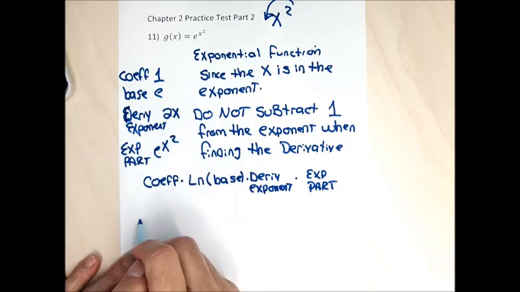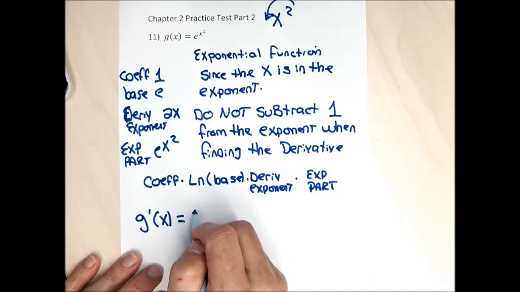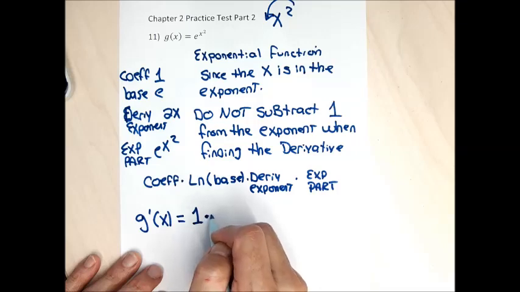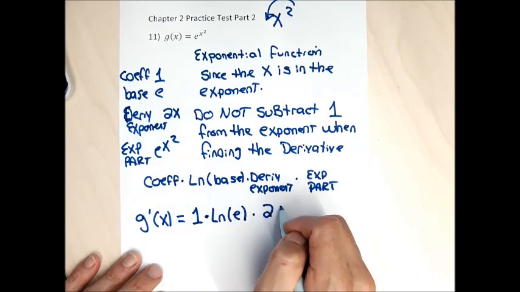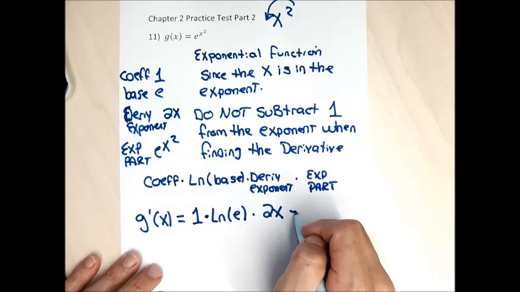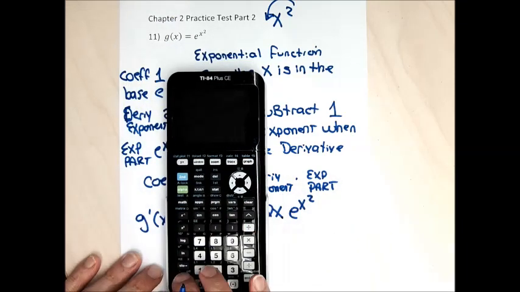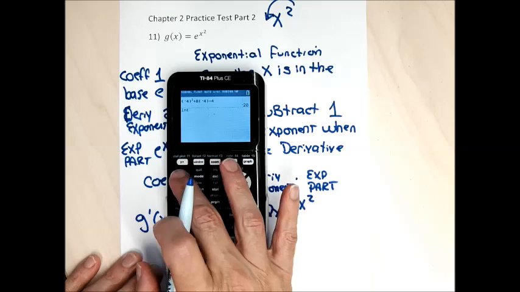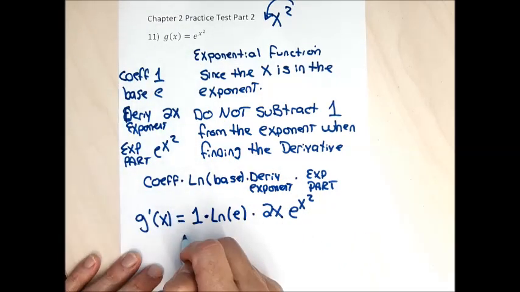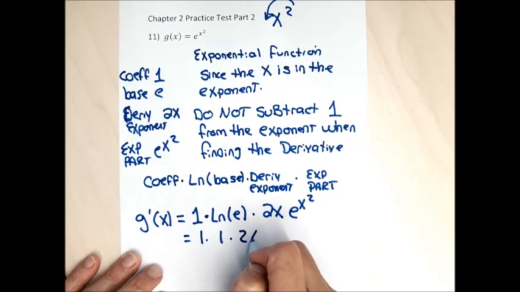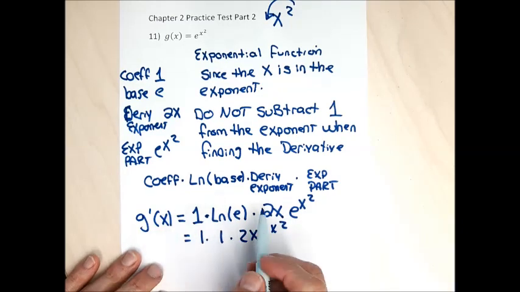So if I want to write down the derivative, usually I don't write pieces down that are equivalent to 1, but technically it's the coefficient 1 times the natural log of the base times the derivative of the exponent times the exponent part. And because the natural log of e, by hitting second and divide, is equal to 1, this is really 1 times 2x times e to the x squared. I generally don't write parts that are equal to 1 as I'm finding the derivative.